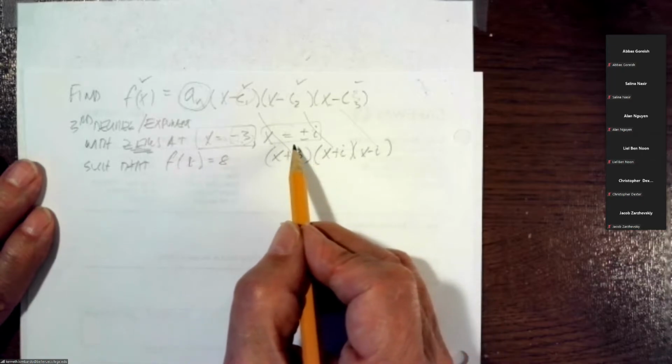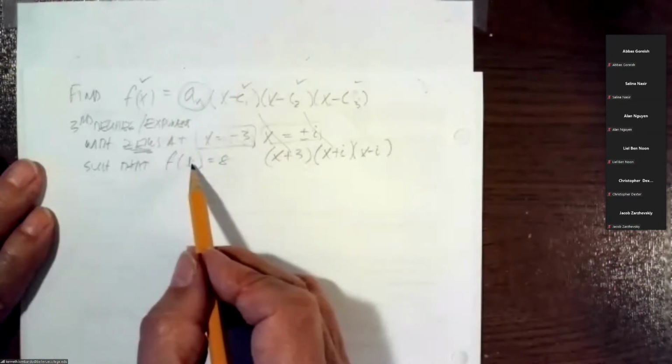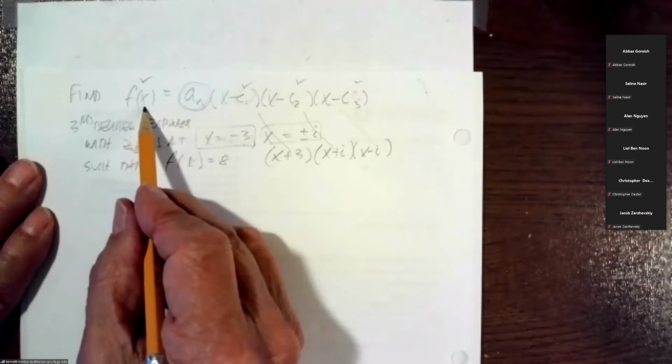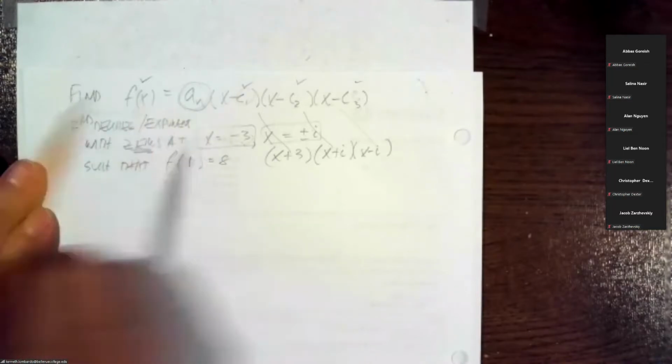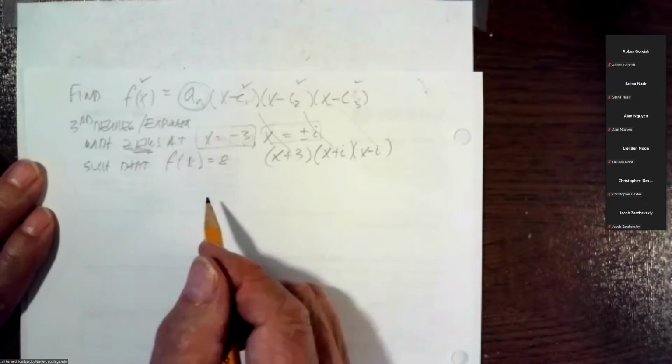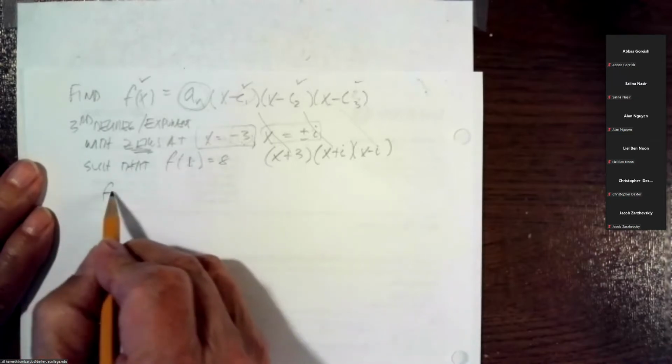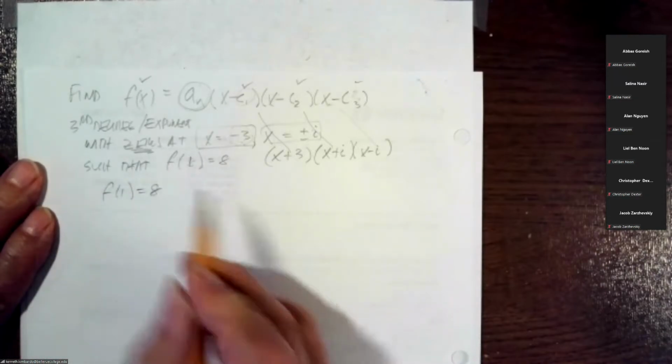Okay, so what we're going to do then is plug in what we know. So we know that f evaluated at 1 is 8. So I'm going to say f evaluated at 1 is 8.